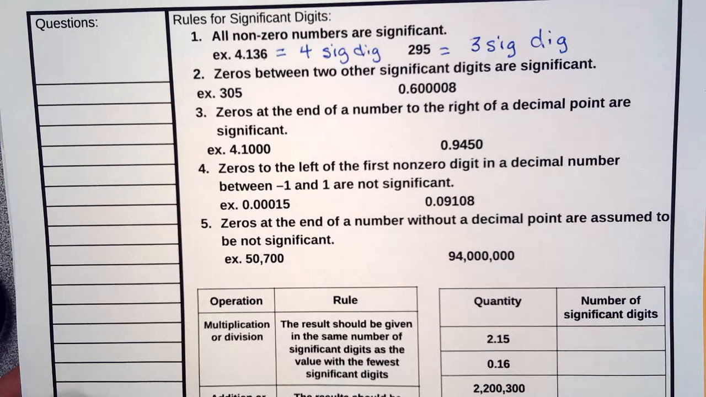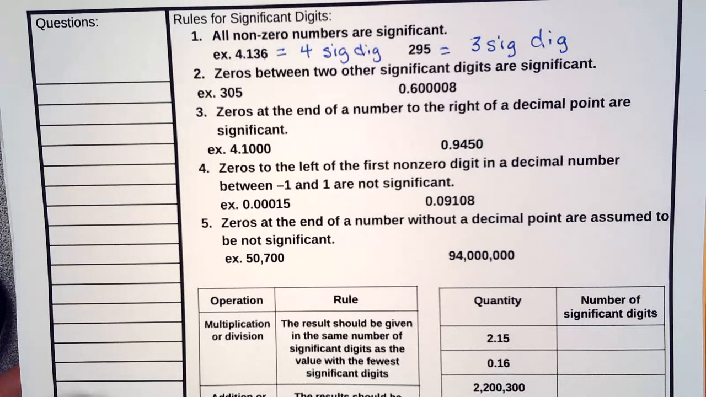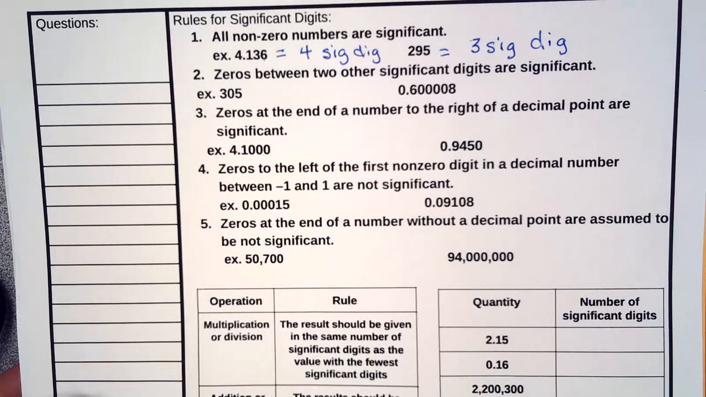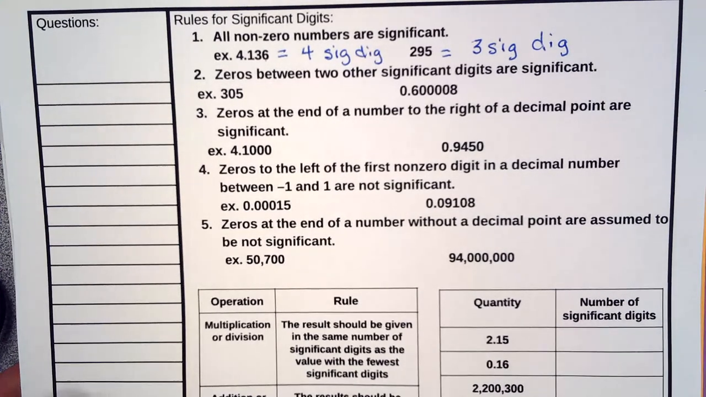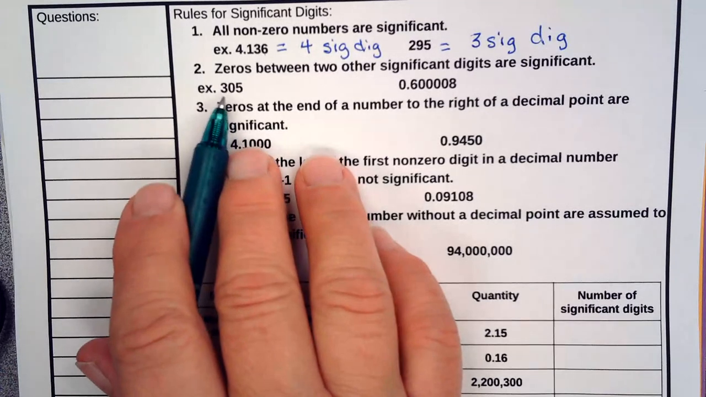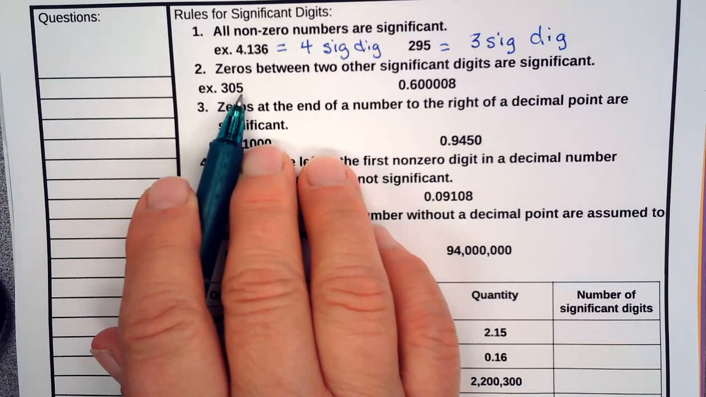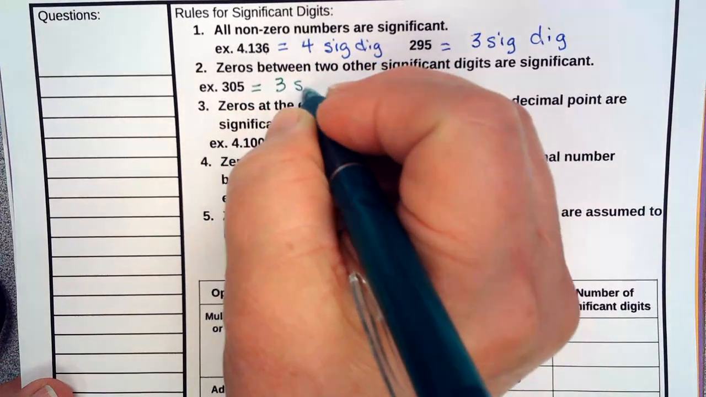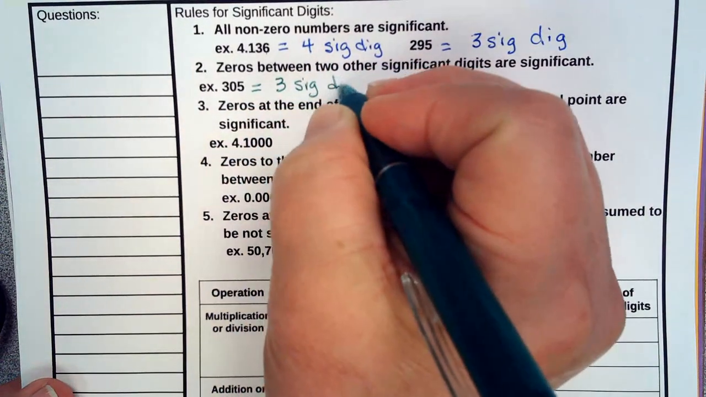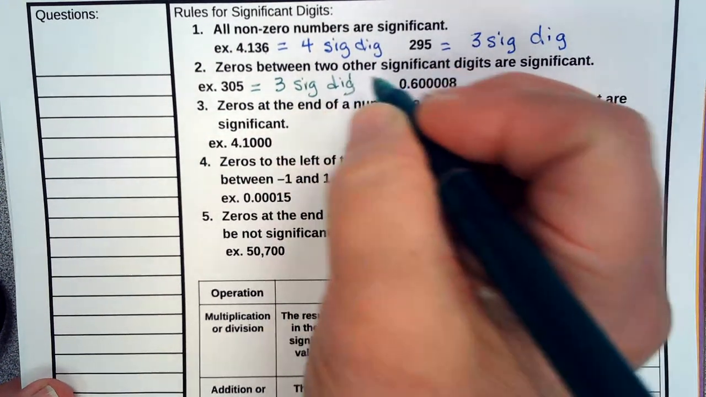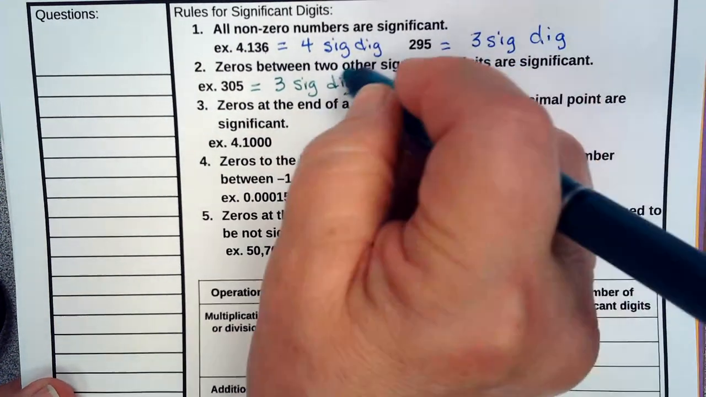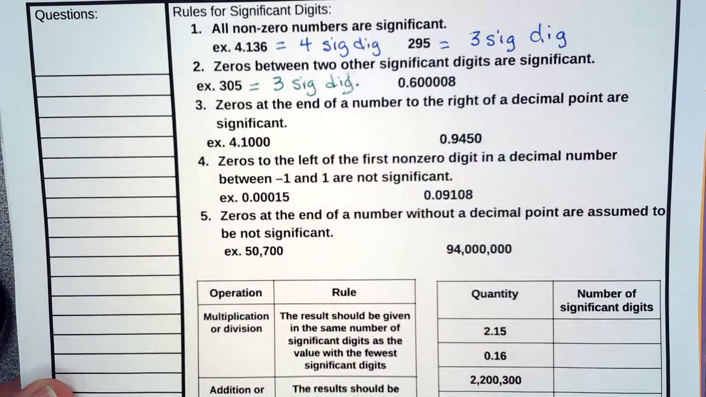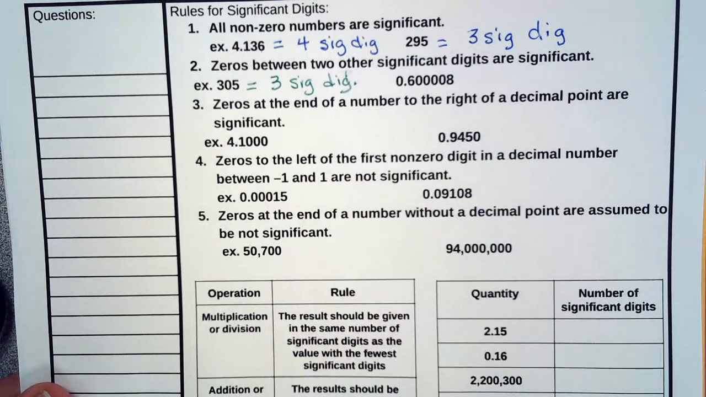Now look, there's 4 different ways you look at the zeros. Okay, the first way is zeros between 2 other significant digits are significant. So if I'm looking at this, the zeros in between 3 and 5, so I've got 3 significant digits. Okay, let's look at the next one. How many significant digits does it have?